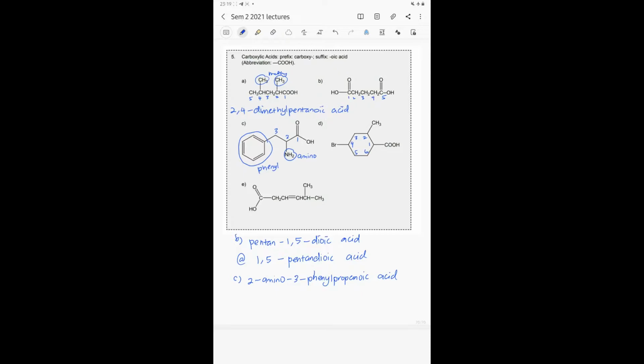So the name will be, okay, this is cyclohexane carboxylic acid. Why is the name like that? You can refer to page 145, the one that has the menthol there. So read that. Okay, so the name will be, we start with bromo. Bromo is at carbon number 4. 4-bromo, alphabetical order, 2-methyl.